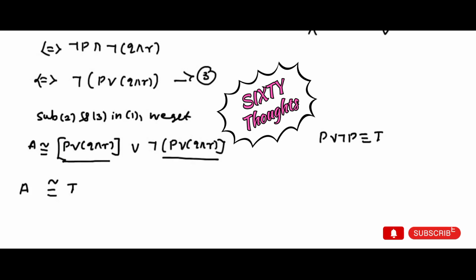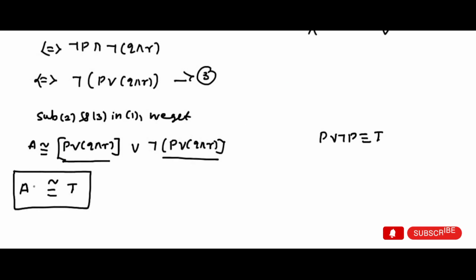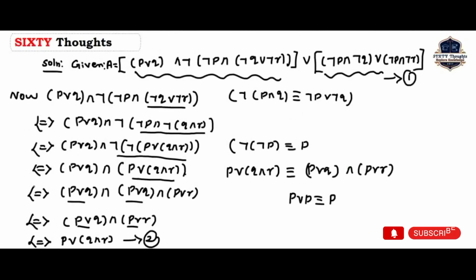Therefore, it is equal to T. What is our target? We are going to prove the given statement is a tautology. Tautology means if we simplify that statement, we get the final answer only T. Okay. So A is nothing but the given statement. This is our given statement. Therefore, the given statement is called a tautology.